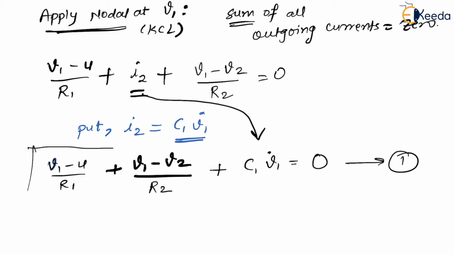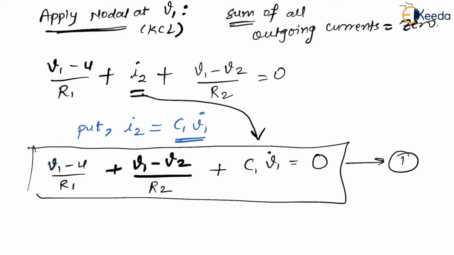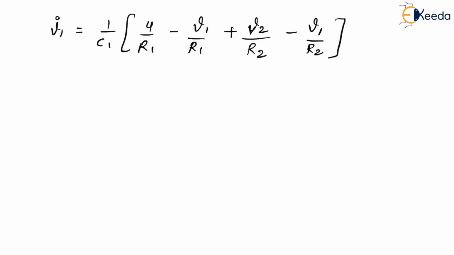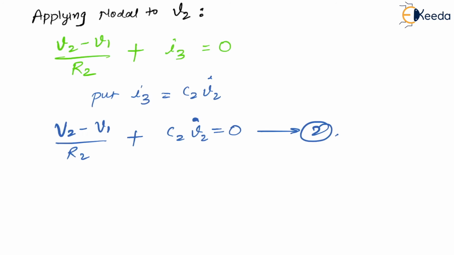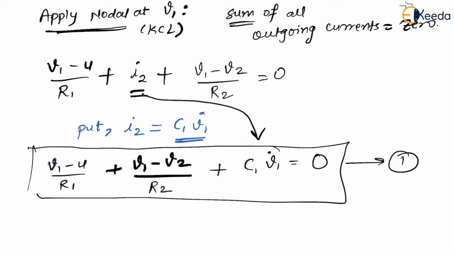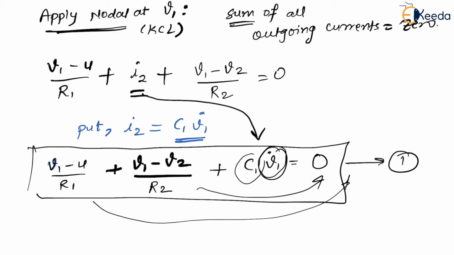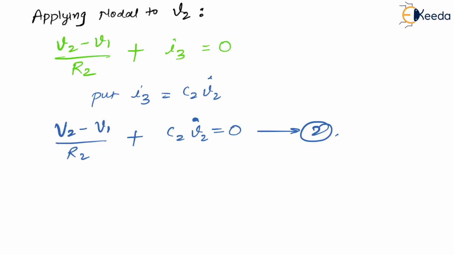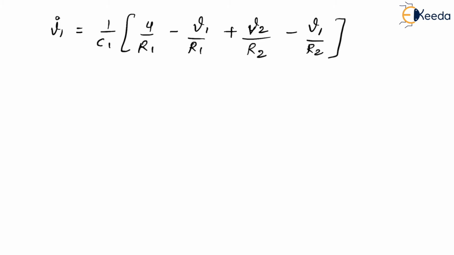Yes, this was the first equation, right? From the first equation, if you just simply rearrange the terms of equation 1, you get V1 dot equal to... Now this is just a simple rearrangement. We have kept V1 dot here only and put all of this on the right hand side, and then this C1 has been divided, that's it. So this is how it is done.